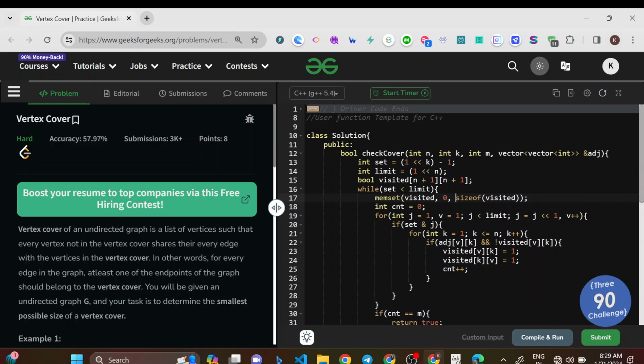So in today's video, we'll be solving the problem Vertex Cover. This is a hard level problem and it's the problem of the day on GeeksforGeeks today.